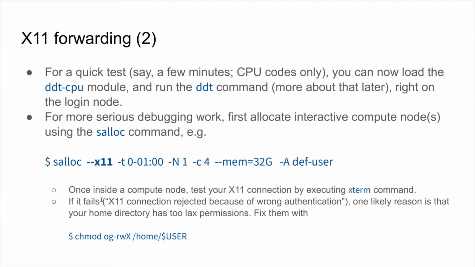So if you run this command and get an error like this, X11 connection rejected because of wrong authentication, most likely, or at least one likely reason, is that your home directory has too lax permissions. Basically, it cannot be readable by anyone but you. Readable, also executable, and writable. So you basically have to remove all those extra permissions for the time when you need debugging. And if you wish, you can restore them later. So salloc --x11 is very strict in that respect.